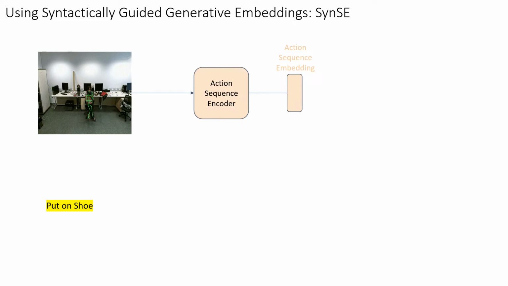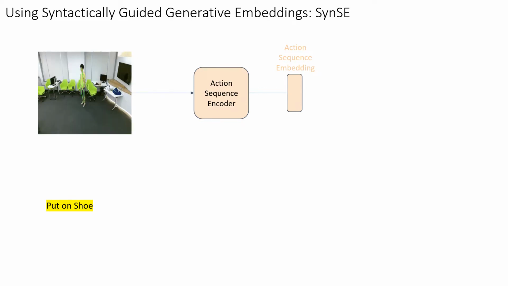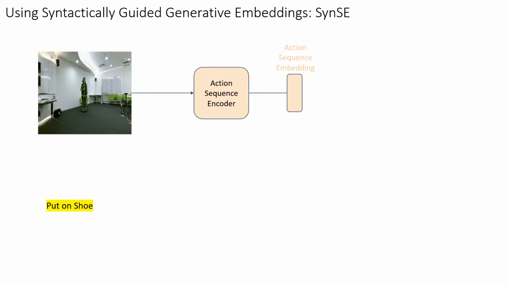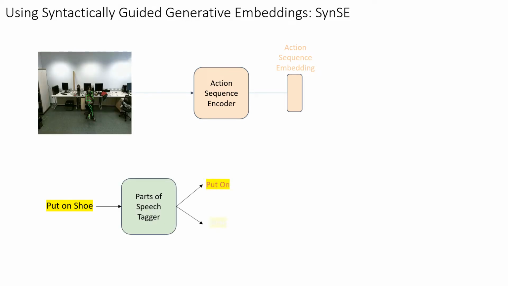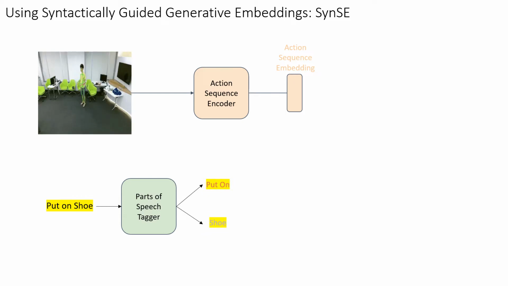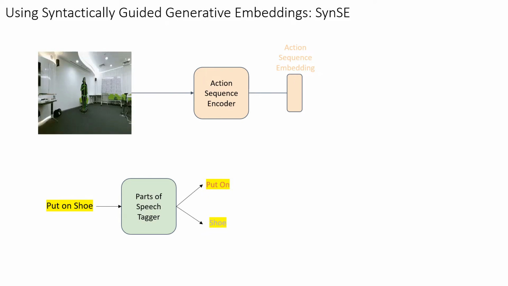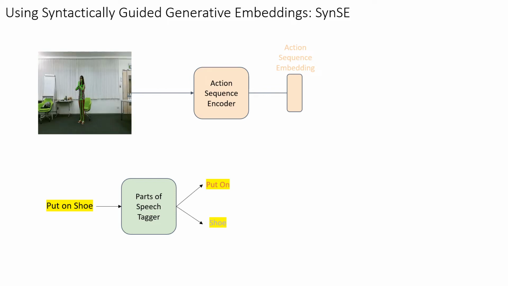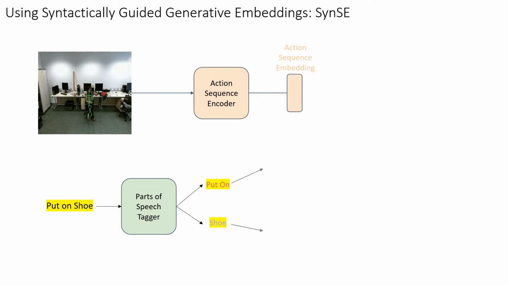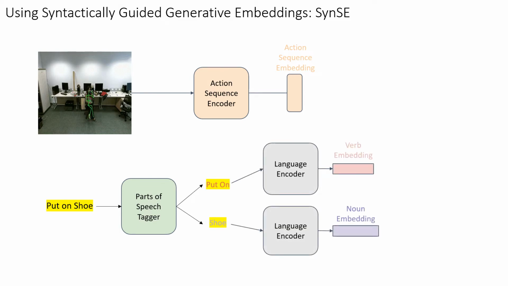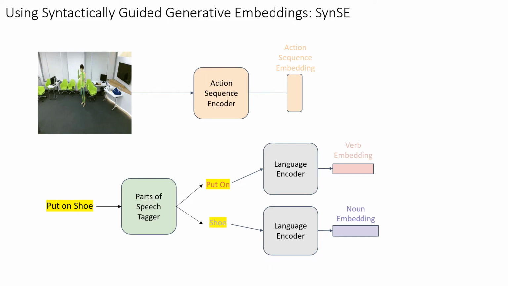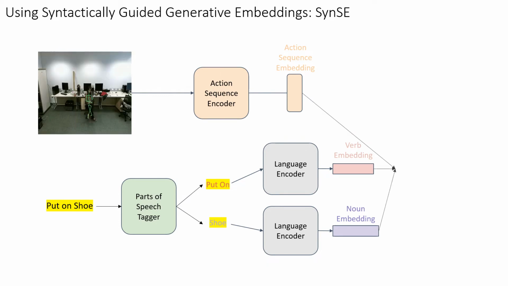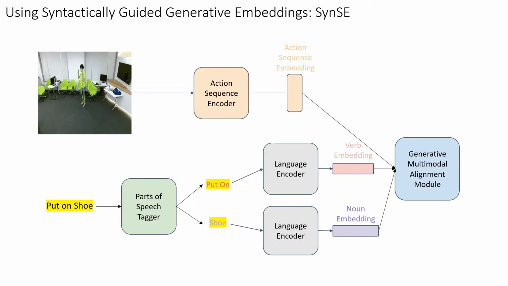In our approach, the embedding for the skeleton action is generated by an action sequence encoder. However, in our approach, Synesse, we divide the class labels into the different parts of speech. Here, we divide the class label into two parts of speech. One is the verb, which is put on, and the other is the noun, which is shoe. These parts of speech are then individually encoded to form embeddings for each of the parts of speech. The three embeddings hence generated are then fed to our generative multimodal alignment module.